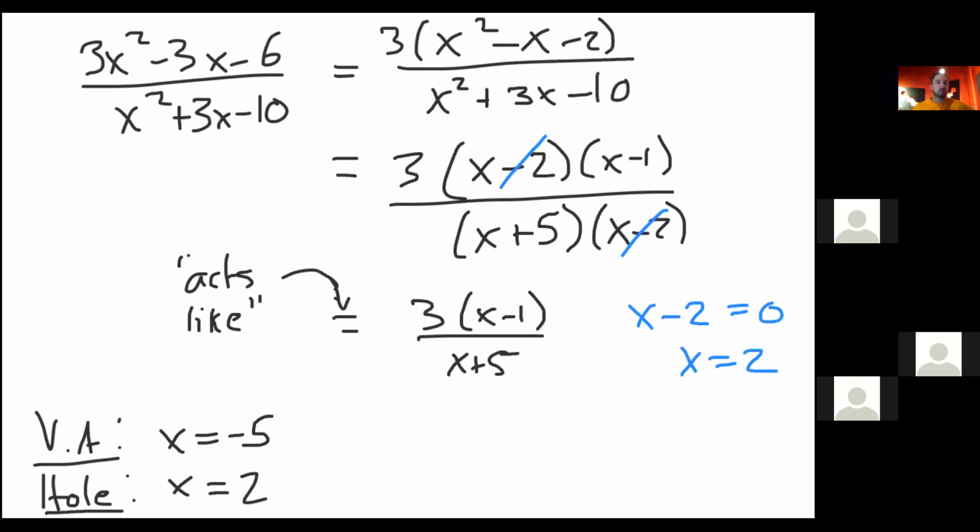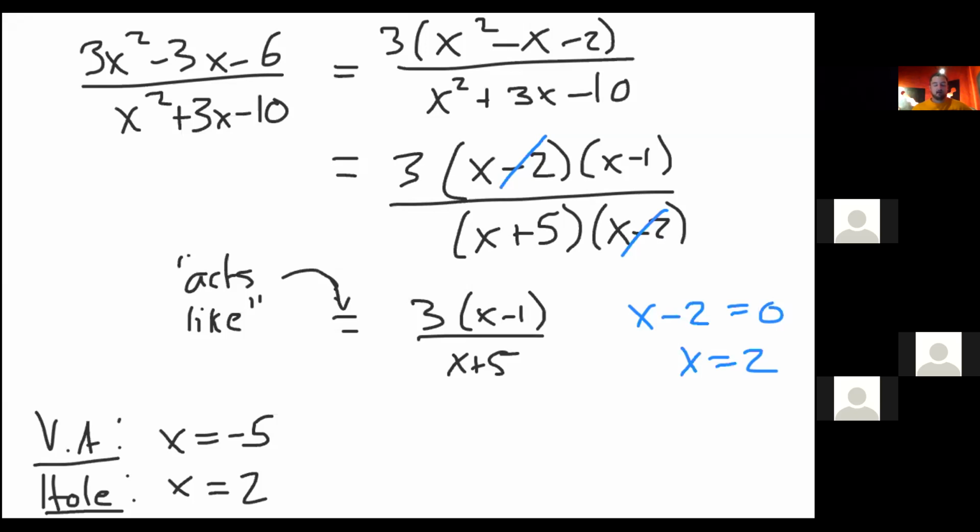You weren't asked about the hole. I was asking about the vertical asymptote, but I wanted to make sure that y'all were able to answer hole as well. So any questions? If not, give me a thumbs up. I know most of y'all got the vertical asymptote question correct. Ooh, thumbs up. I see the thumbs up. Awesome.